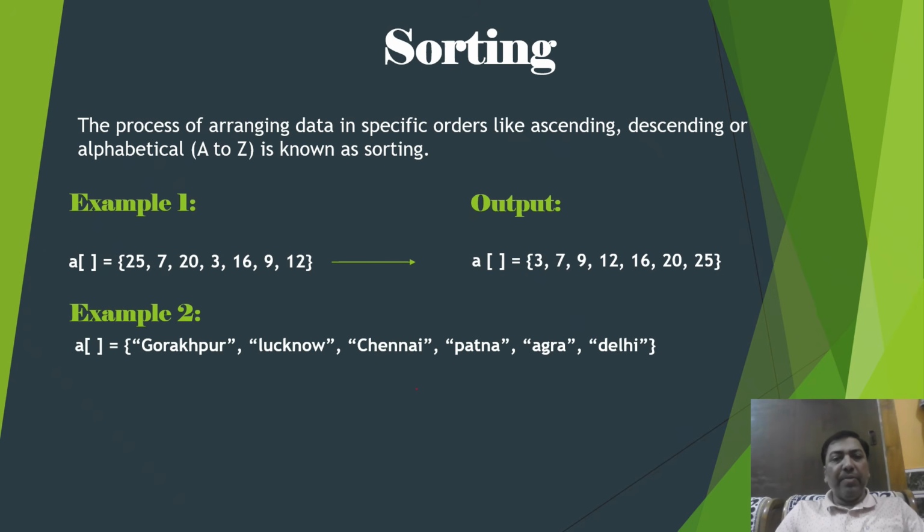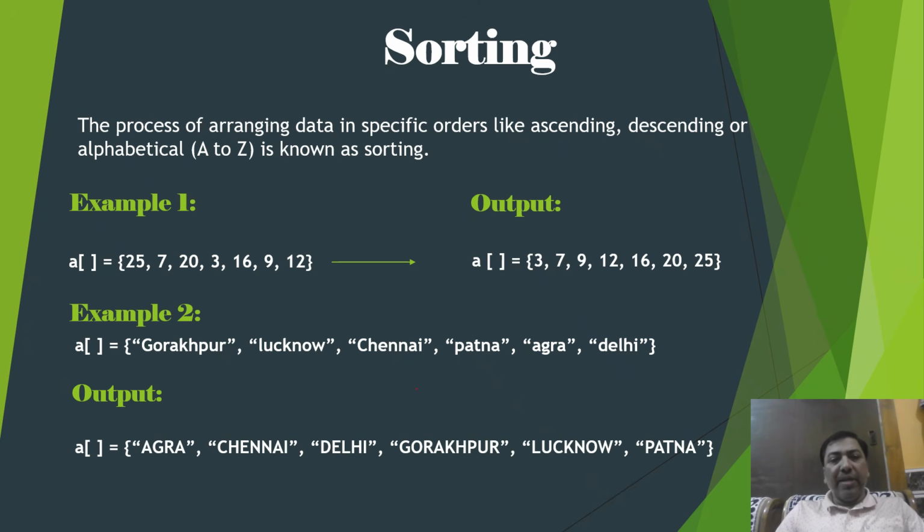Another example, suppose an array contains city names like Gorakhpur, Lucknow, Chennai, Patna, Agra, Delhi. After sorting in alphabetical order, it will become Agra first, Chennai, then Delhi, Gorakhpur, Lucknow and Patna. So for this purpose we are going to create a program. There are different types of sorting, and one of the important sorting techniques is the bubble sort technique.